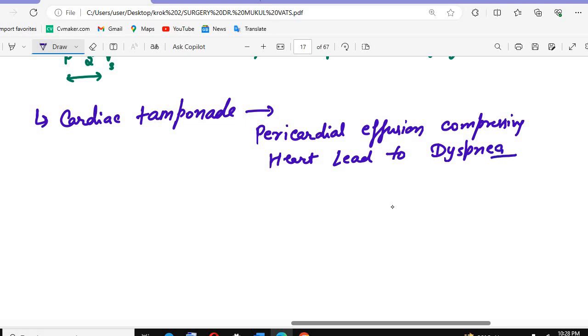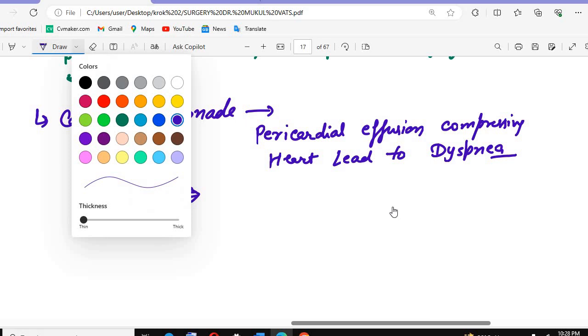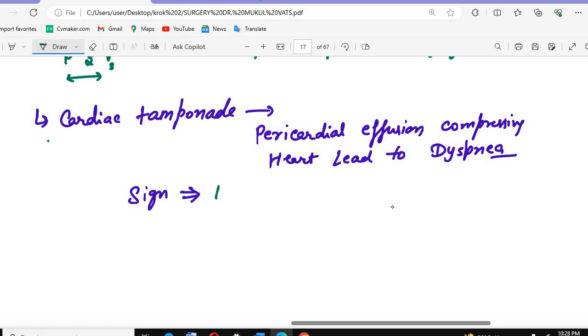After that, what are the signs we will see? The sign is again very important here in cardiac tamponade. There will be low blood pressure. That is, low BP will be seen. Along with that, we see JVP distension, or we can say central venous pressure distension, or the neck vein. We call this the neck vein. So neck vein distension will be seen.